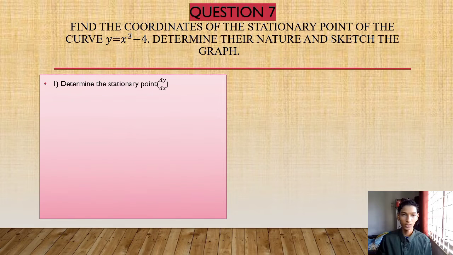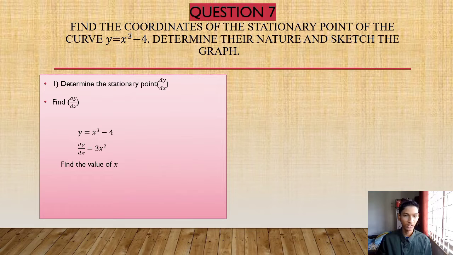First of all, we need to determine the stationary point by using the differentiation method, dy/dx. The equation is y equals x power 3 minus 4. So we need to differentiate the equation. After differentiating the equation, we will get dy/dx equals 3x power 2.